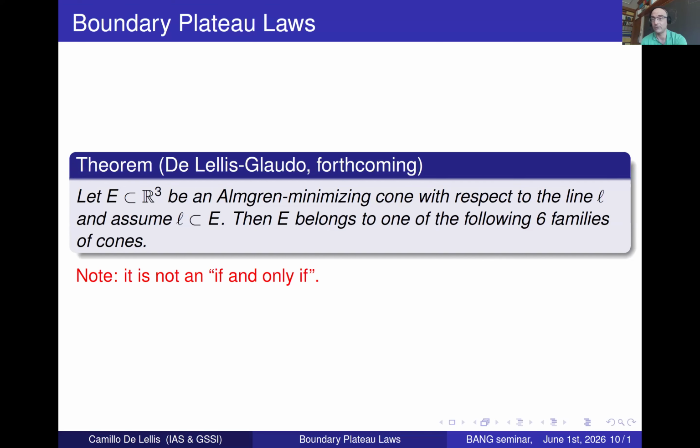I'm only telling you if you are a cone, you must be a subset or an element of these 6 geometries. We don't have the other direction. So we cannot prove that any of these elements is actually minimizing, but we have very strong indications that they are, in fact. And so that our list is really complete, and you cannot make it shorter.